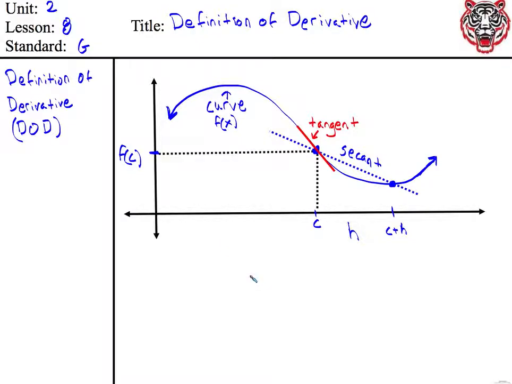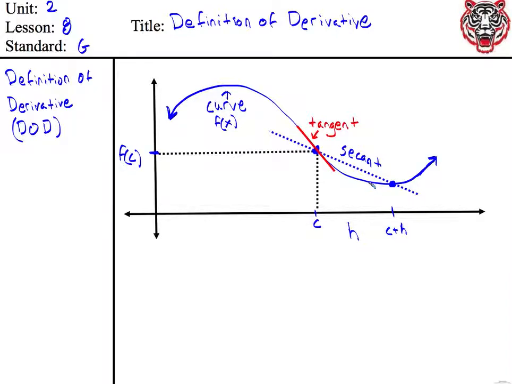Wait, so tangent is like the derivative and then secant is the slope? Yeah, secant is slope. So think about secant as like the average rate of change. Okay. But we do think the tangent has a derivative. Yes, tangent is the derivative.